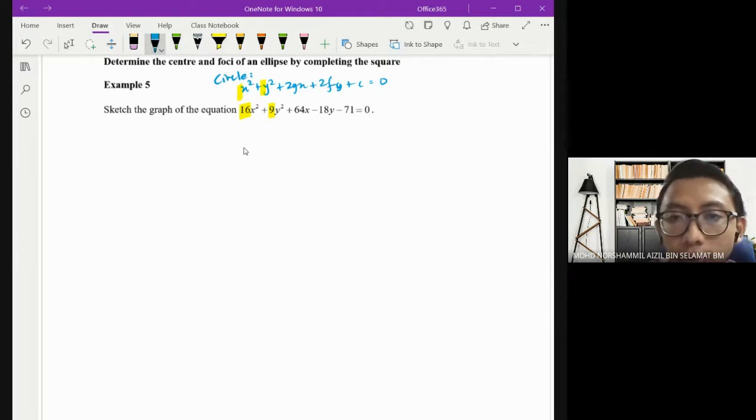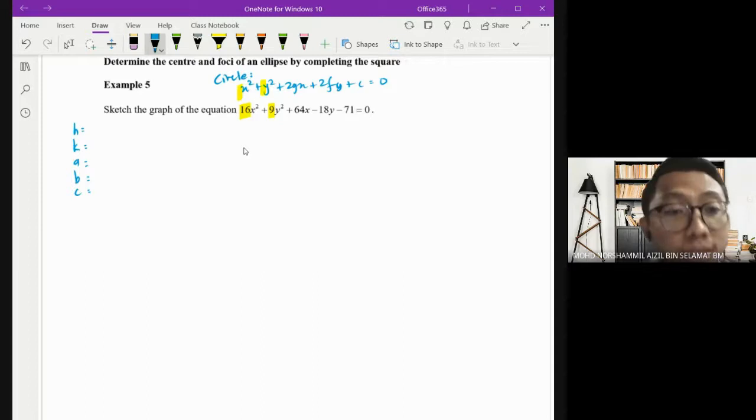Alright. So done with that part. So to sketch the graph, of course we need HKABC as usual. Kita perlukan HKABC untuk nak sketch graph. To get HKABC, we need equation lah kan? We need the standard equation. But given to you, general equation. Dia bagi general equation ni, maksudnya expand everything and then equals to 0. Therefore, we need to simplify everything here.